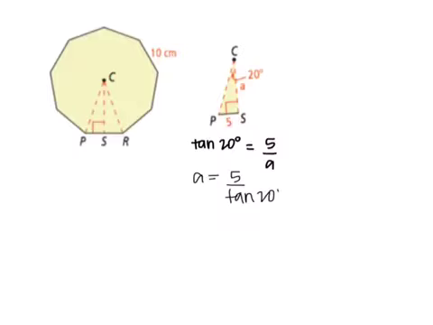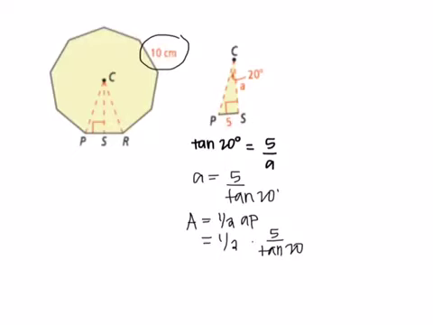Now the area formula for this is A, that's a capital, is equal to half of the apothem times the perimeter. But trust me, it's really easy to find the perimeter. If we know that one of the sides is 10 centimeters, then we just multiply it by 9 since there's 9 sides. So the perimeter equals 90. So this would be equal to 1/2 times 5 over tan 20, which is your apothem, times 90, which is your perimeter.